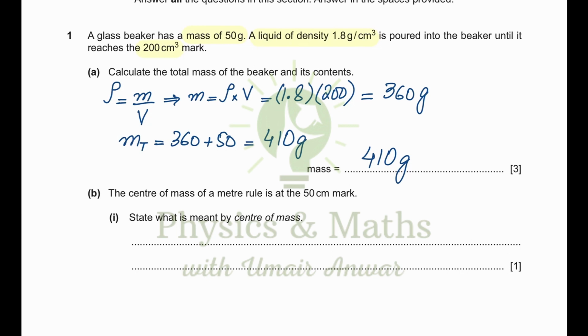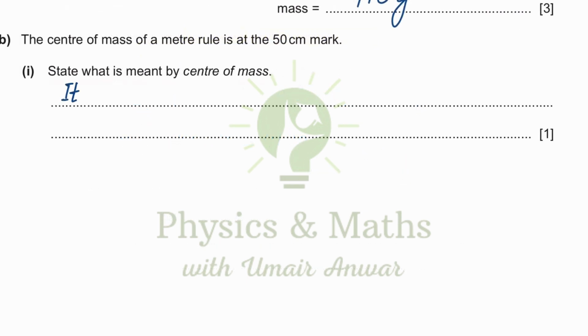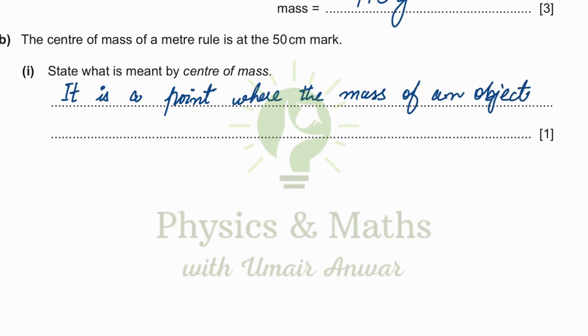Now the next part says the center of mass of a meter rule is at the 50 centimeters mark. State what is meant by center of mass. It is a point where the mass of an object appears to be concentrated.